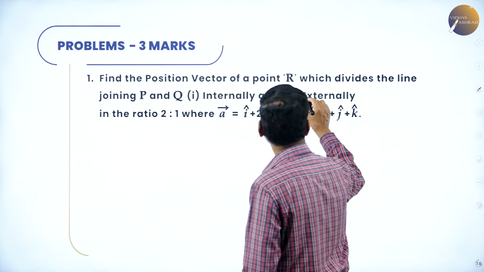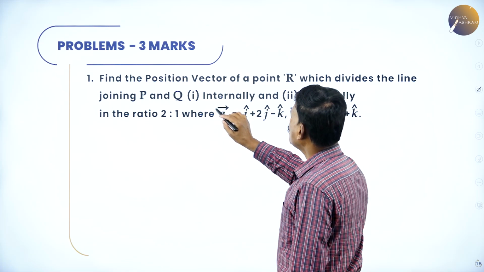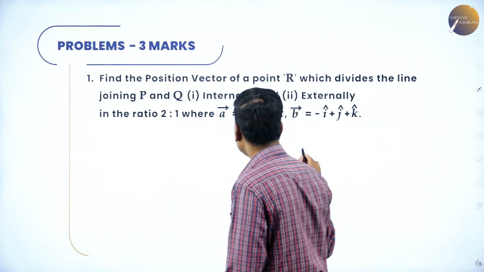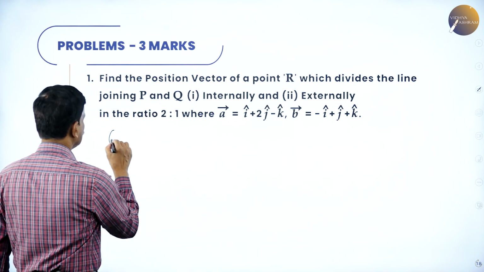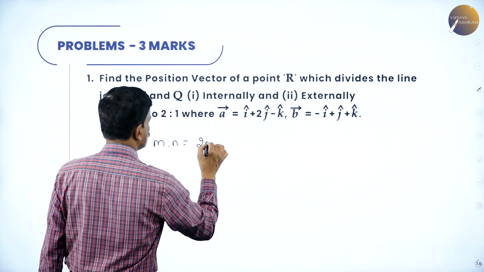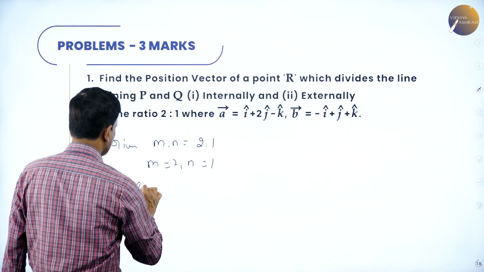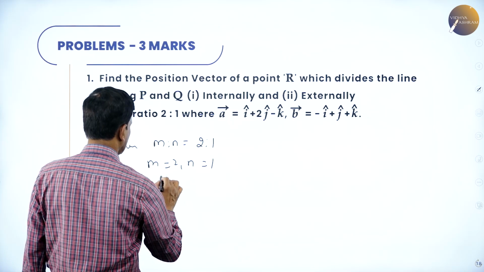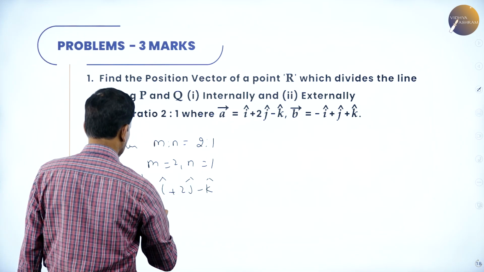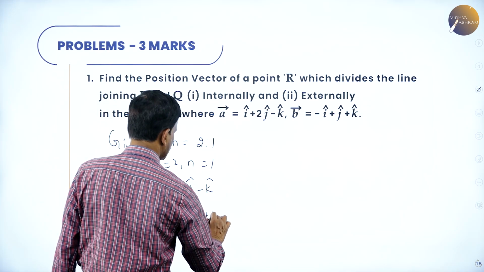Find the position vector of a point R which divides the line joining P and Q internally and externally in the ratio 2:1, where A and B are given. Now, what is given? m is to n is equal to 2:1. Therefore, m is equal to 2, n is equal to 1. Vector A is i plus 2j minus k cap. Vector B is equal to minus i plus j plus k cap.